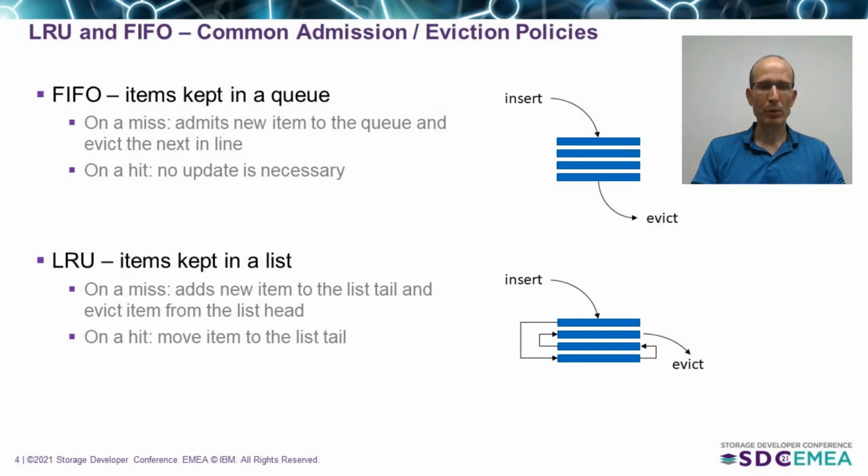With LRU, which stands for least recently used, items are kept in a list, which is sorted by recency. The most recently accessed items are kept at the top of the list, while the least recently accessed items are at the bottom of the list. On a miss, we add a new item to the tail of the list and evict an item from the list head. On a hit, unlike FIFO, we need to update the list by moving the accessed item to the list tail.